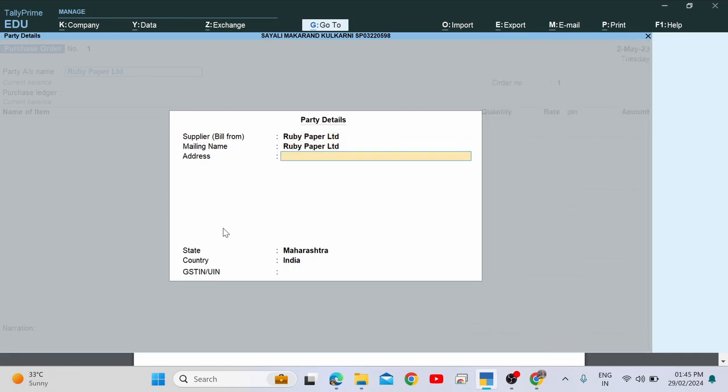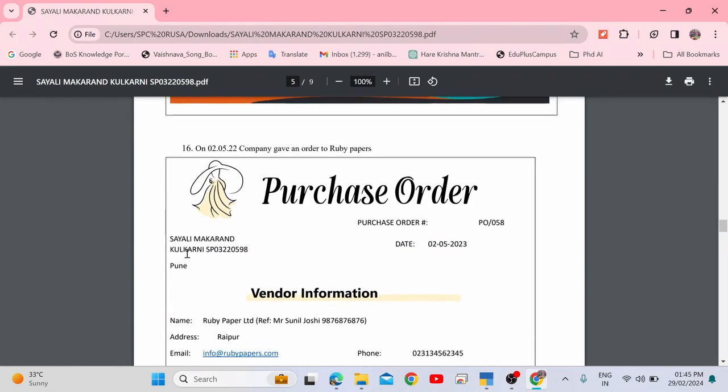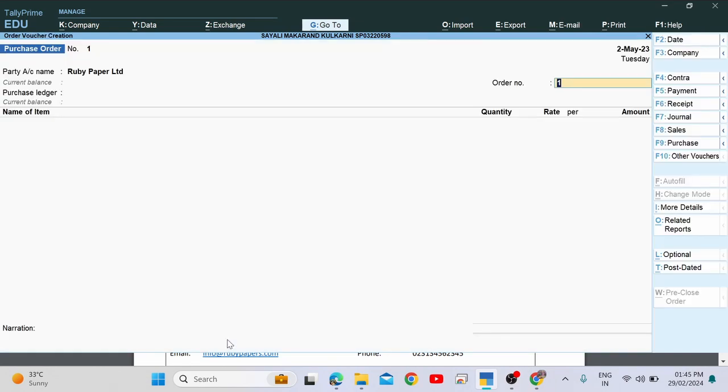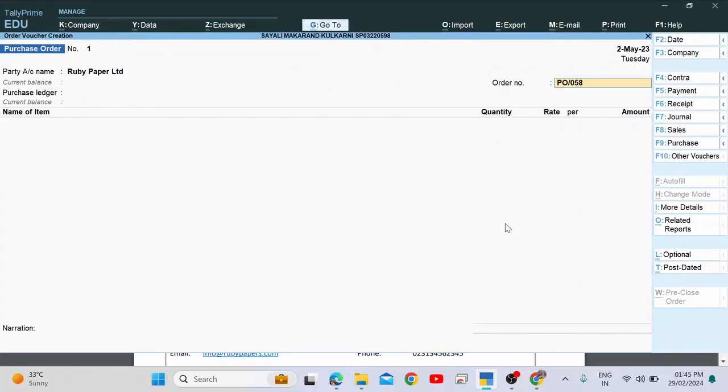And then finally, Ruby papers while creating, right? Because we haven't written there, you can write that here, like Raipur, right. And finally accept it. Okay. Which number order are you having? Order number 58. This is your order number, therefore you must write this order number in your company also. Okay, this is your order number, copy it.